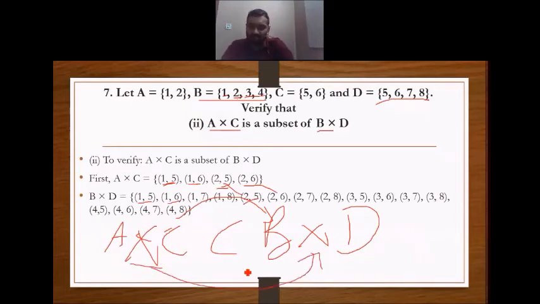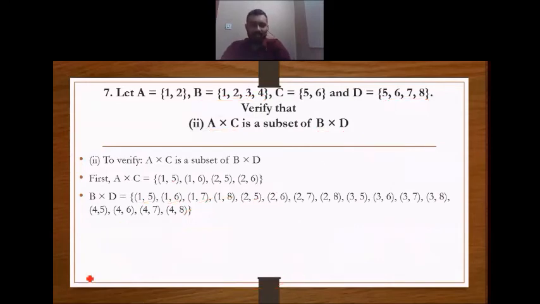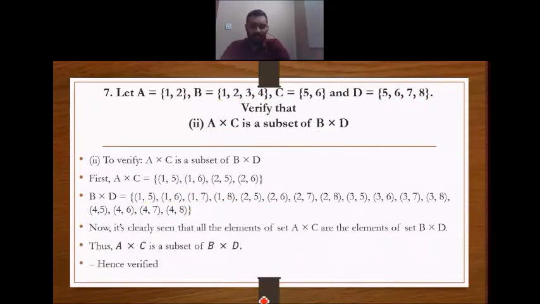So by the definition of subset, if all the elements of A are there in B, then A is a subset of B. Here all the elements of A cross C are there in B cross C, therefore A cross C becomes the subset. Therefore, this is the answer. So we have verified that A cross C is a subset of B cross C.